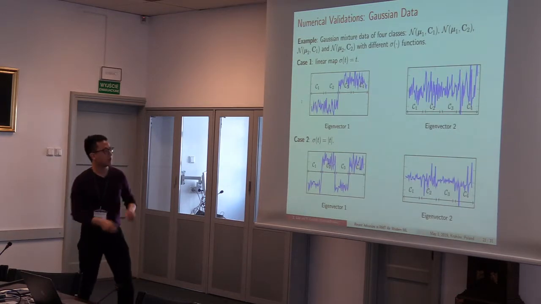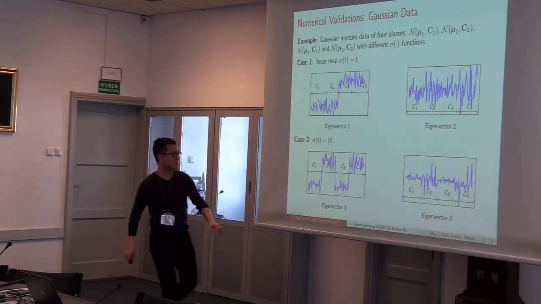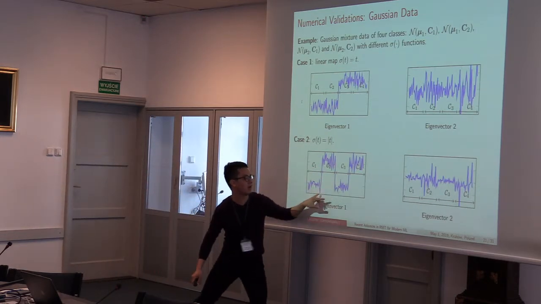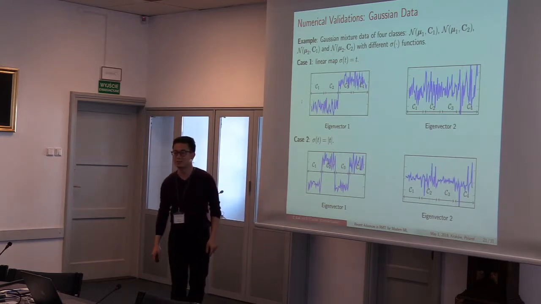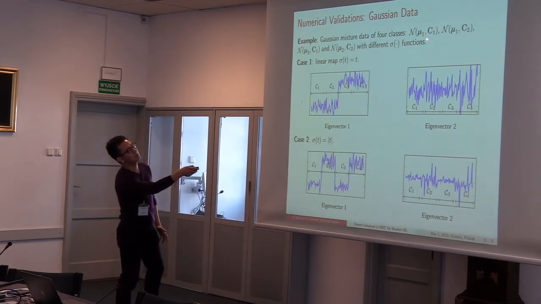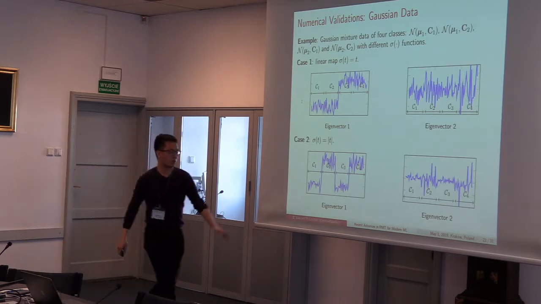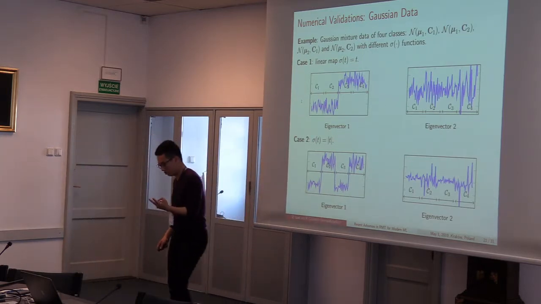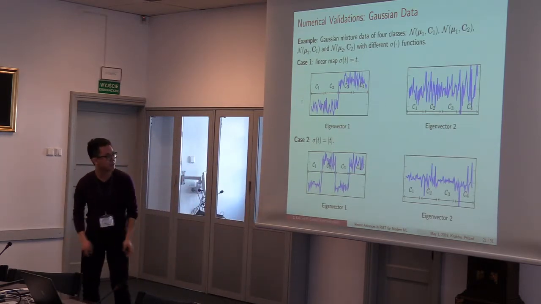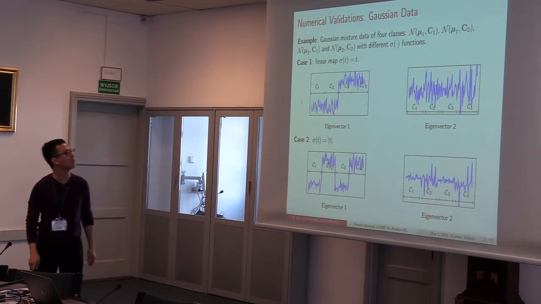And with a covariance-oriented function, for example the absolute function here, we observe that it thinks class 1 and class 3 are the same class. Why? Because class 1 and class 3 share the same covariance, which is different from those of class 2 and class 4. Okay? So again, it thinks we really have only two classes, because the second eigenvector contains only noise and nothing else.